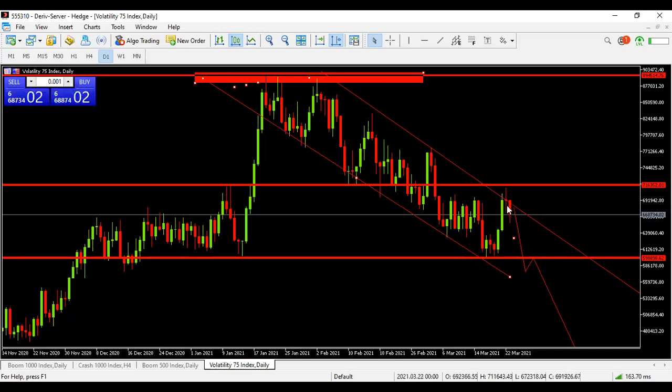This is our price action strategy. You now apply your support and resistance zone. You now apply maybe Fibonacci retracement. Your trade becomes very, very perfect.